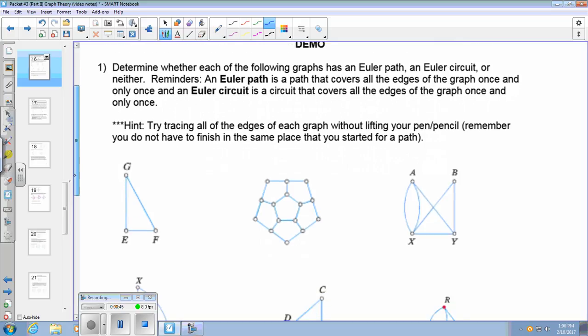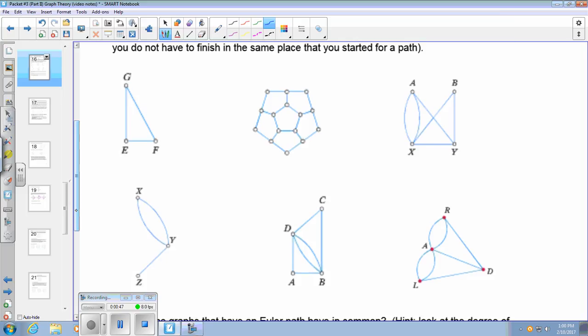So you may want to press pause, give these 6 graphs a try, and experiment a little bit with them. Again, mark which ones you found an Euler path in, which ones have an Euler circuit, and which ones have neither.